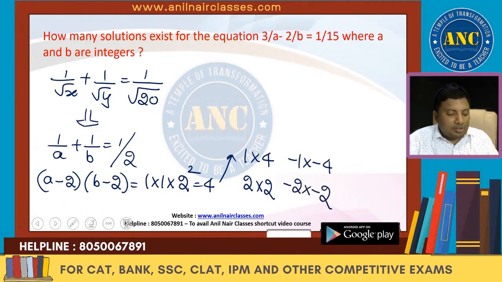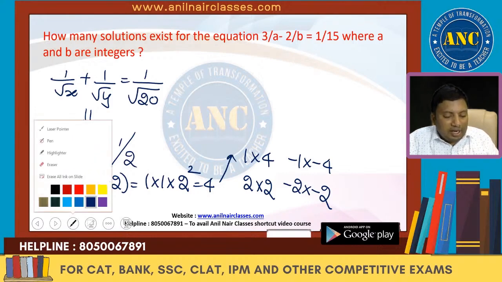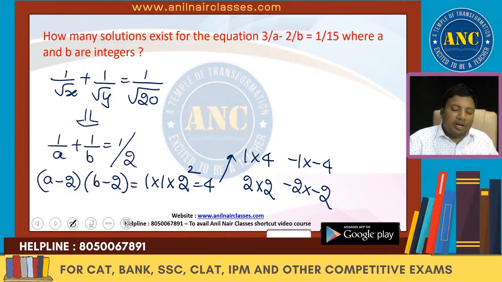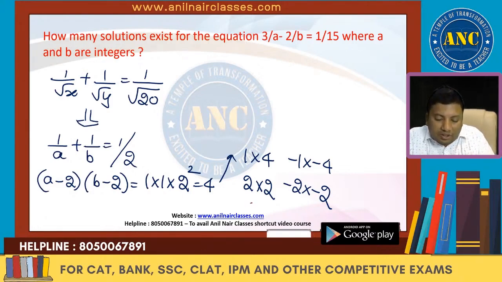Minus 2 into minus 2. I hope the idea is clear. Now see here, 1 into 1 into 4. 4 can be written as 1 into 4. Now this can also be written as 4 into 1, and it is minus 4 into minus 1.